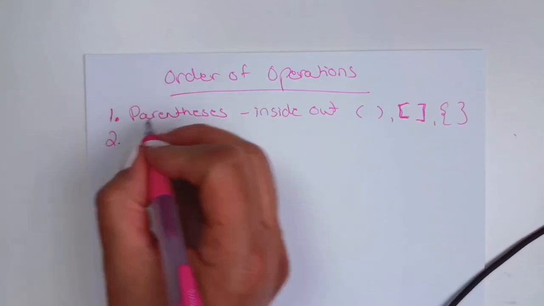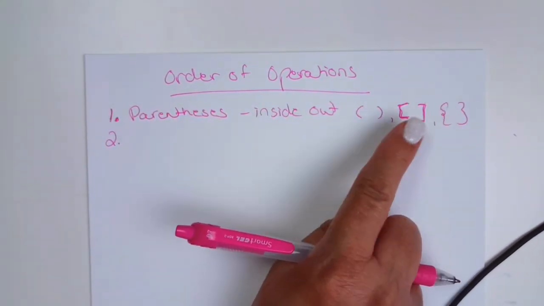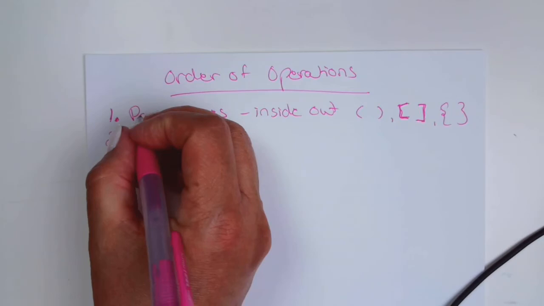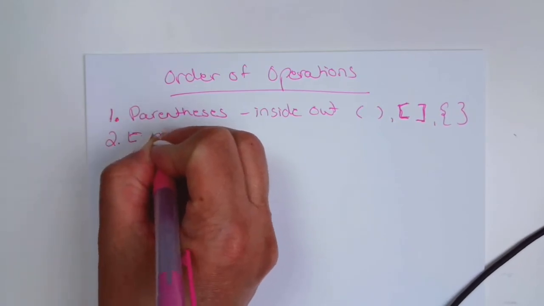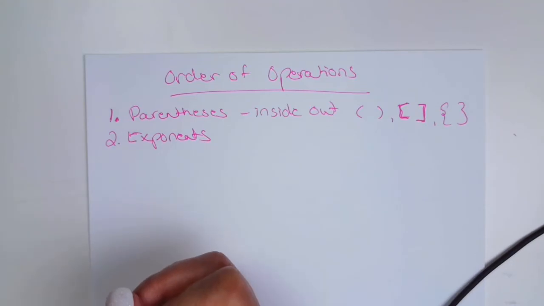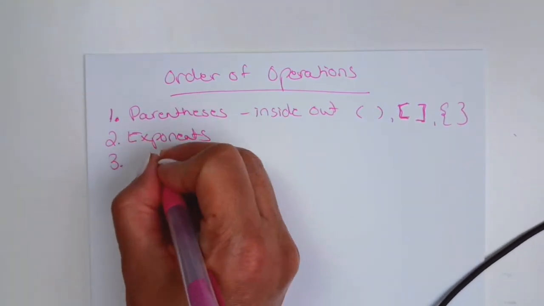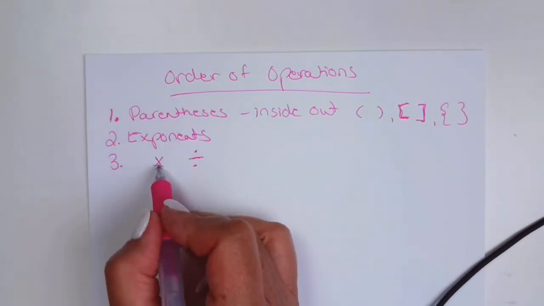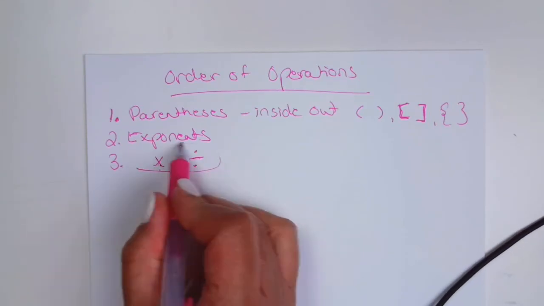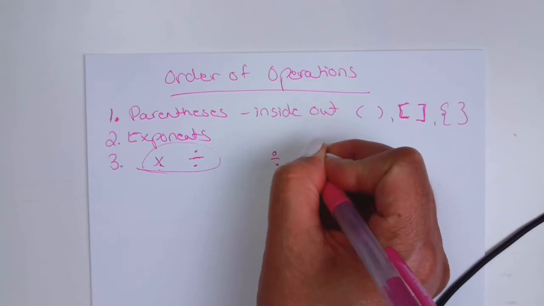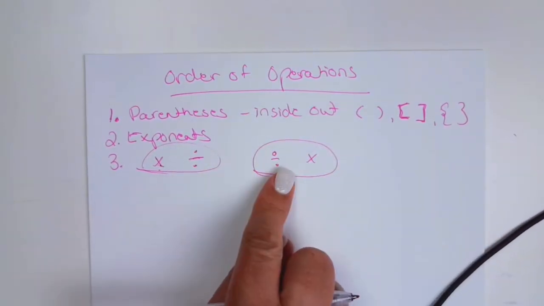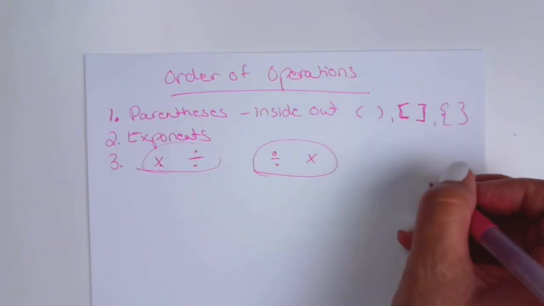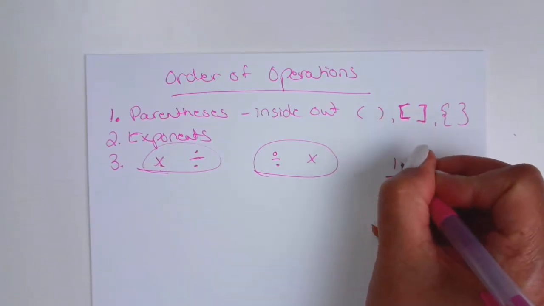Next, second one, after we've done everything that's inside the parentheses, we don't have any of them anymore, not brackets or braces either, we do exponents. After we are done with exponents, we go to multiplication and division. And now notice that it can be multiplication first and then division, or it can be division first and then multiplication. Either way, whichever comes first, we do first. So we do them left to right.